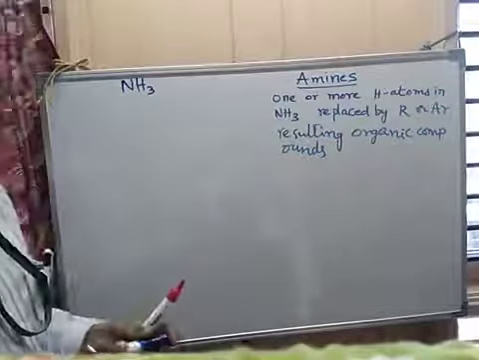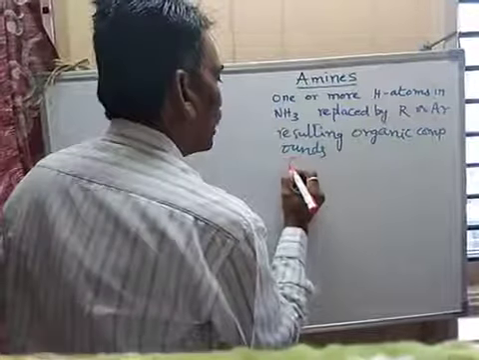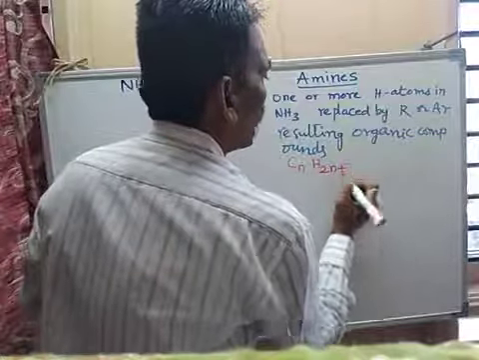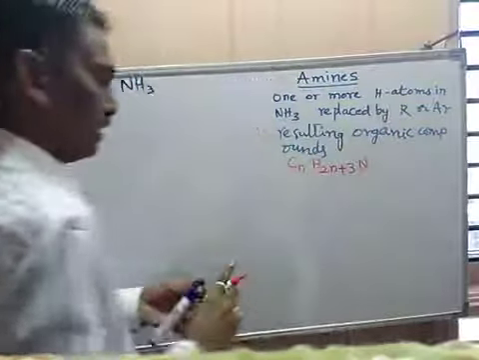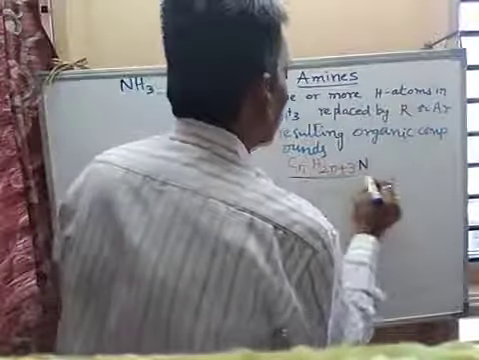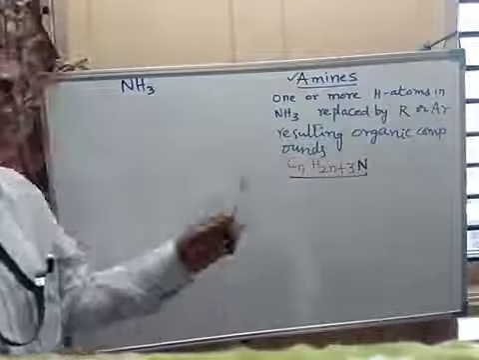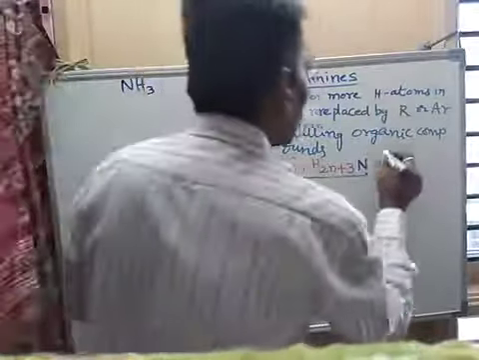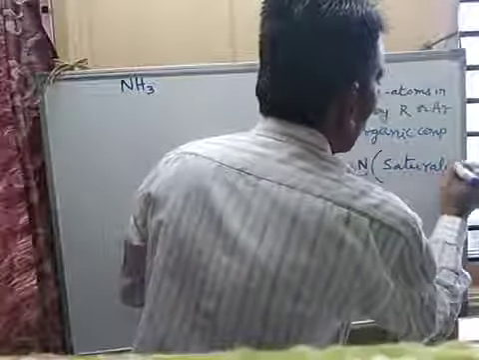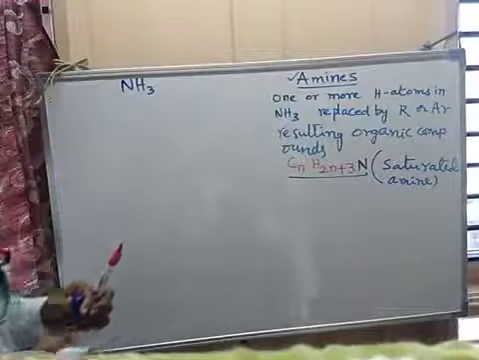What is the general formula for amines? These are represented by a general formula CnH2n+3N. What is the N here? N is the heteroatom you are watching in the present class, amines. Right. This is the general formula for saturated amines, not for all classes. Saturated amines are represented by a general formula.